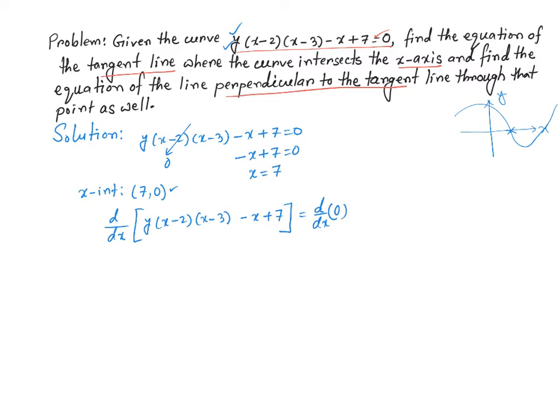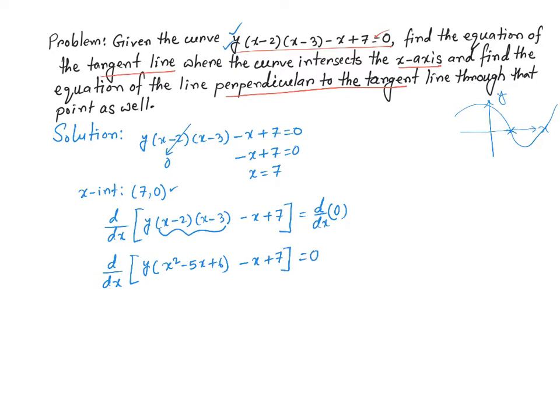Now the left side, I could write it as d over dx. Now I'm going to do a little bit of simplification here. Y times, I'm going to multiply these two out. If I do that, I'm going to get x squared minus 5x plus 6. Then minus (x plus 7) is equal to 0.